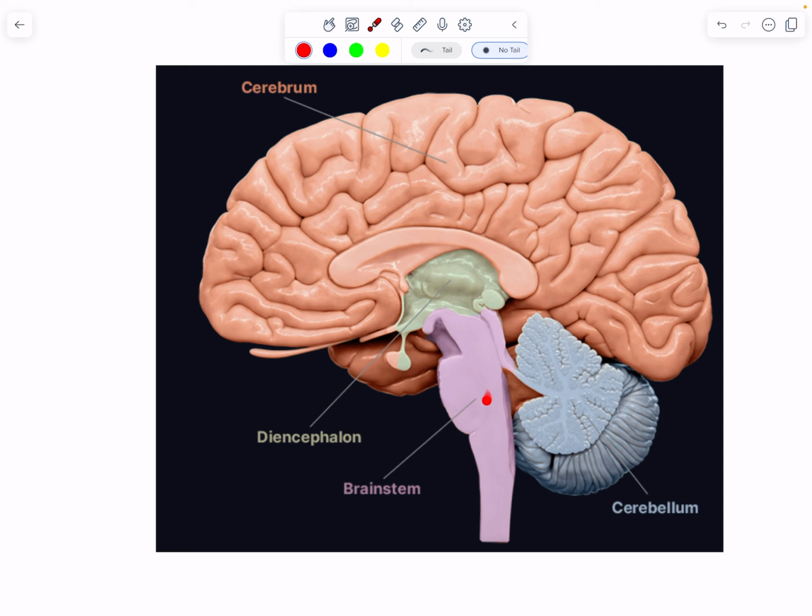And then this purple is all of my brainstem. The brainstem is made up of three parts. We have our midbrain, our pons, and our medulla oblongata. And then in the back, we have our cerebellum. So those are the parts that actually make up the brain itself. So I want to just introduce that before I jump into the cerebrum.